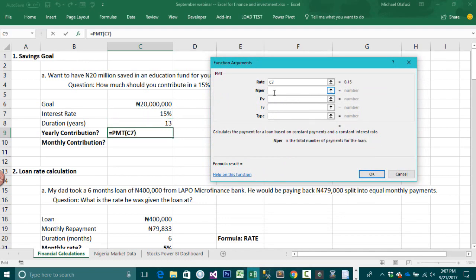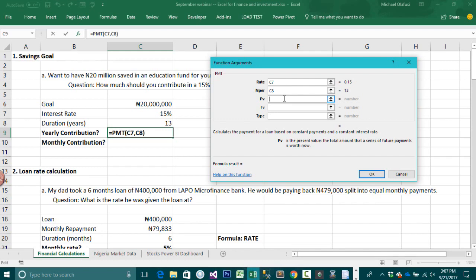And then for how many number of periods, in this case we are talking about duration in years. Because I'm doing the yearly contribution calculation, I'm going to say 13 years, so you will keep saving your money in there for 13 years. Then it's going to ask you how much you have saved currently. So what's the present value? So how much do you already have?